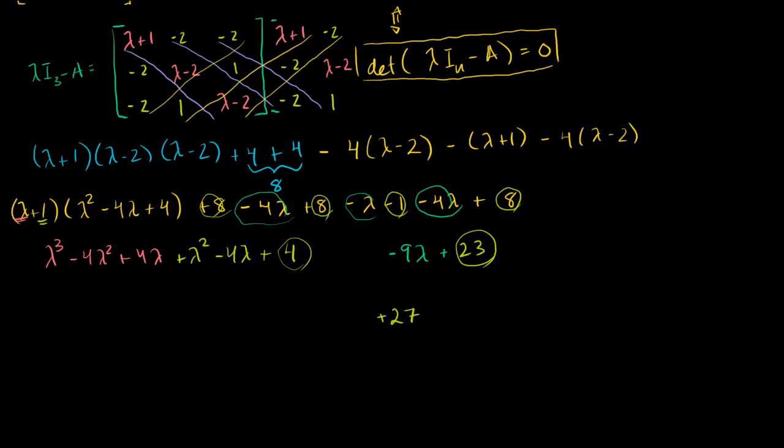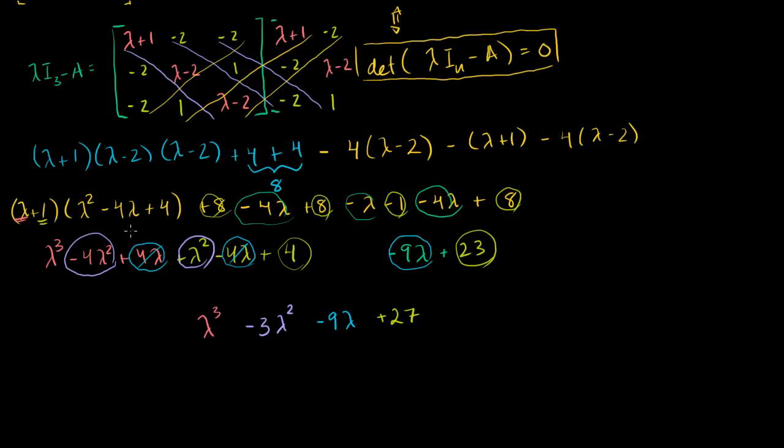And then what are all of our lambda terms? We have a minus 9 lambda. And then we have a plus 4 lambda. And then we have a minus 4 lambda. So these two cancel out. So I just have a minus 9 lambda. And then what are my lambda squared terms? I have a plus lambda squared, and I have a minus 4 lambda squared. So if you add those two, that's going to be minus 3 lambda squared. And then finally, I have only one lambda cubed term, that right there.